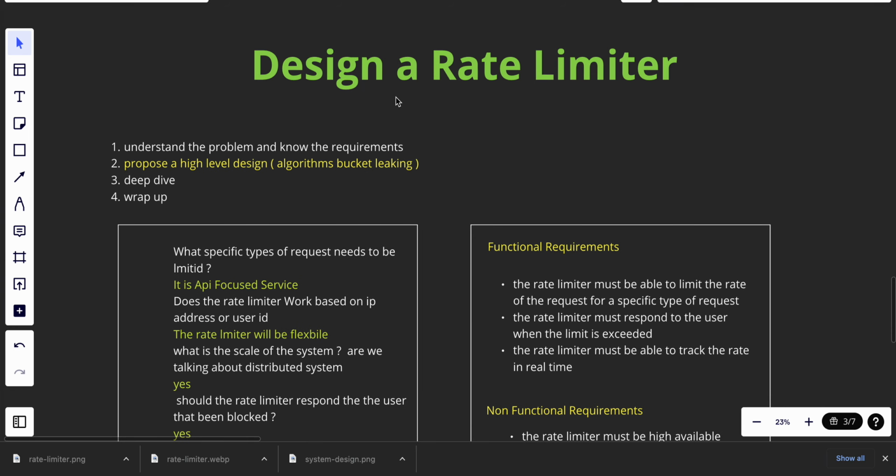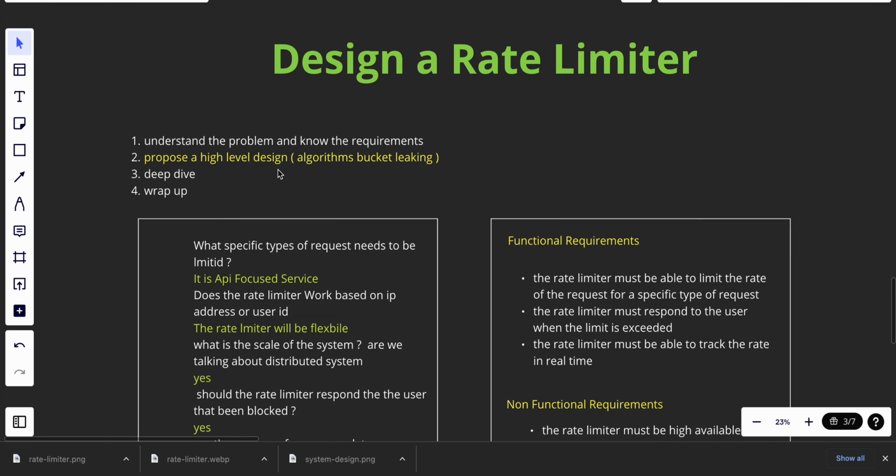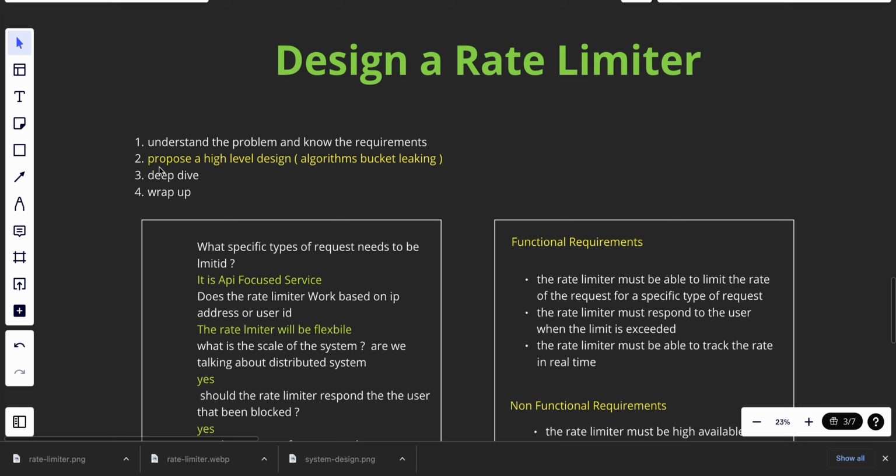We had a question called design a rate limiter, and as with all system design questions, they can sometimes be too vague, like design Twitter, design Facebook, and so on. Your job as an interviewee is to take this vague question and ask clarifications, so you will understand the problem and know the actual requirements, and end up designing the right thing.